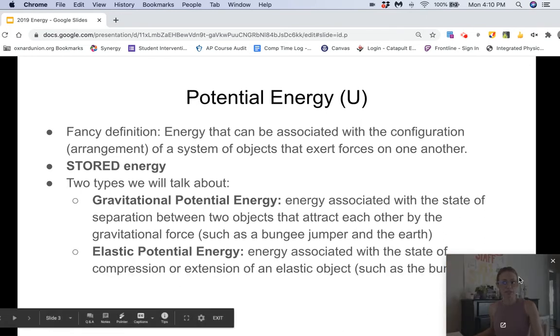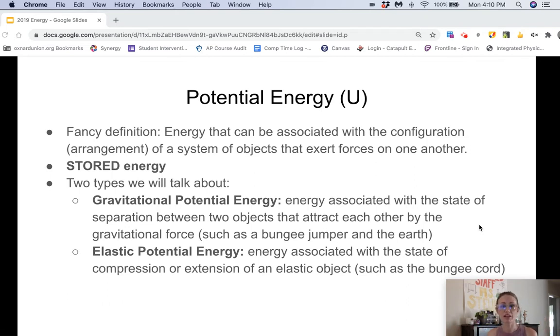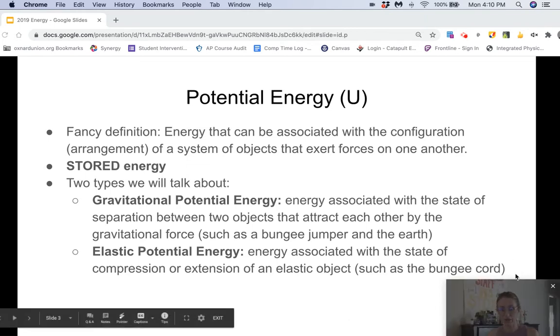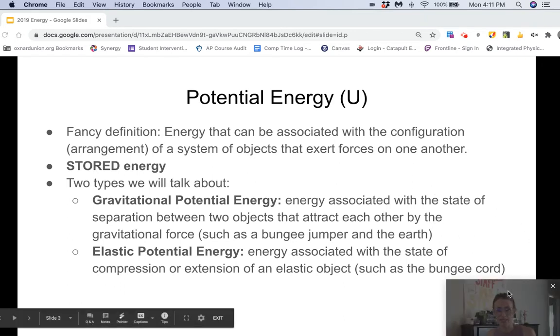Elastic potential energy, on the other hand, is energy associated with the state of compression or extension of an elastic object, like a bungee cord or a spring. Again, we're talking about a configuration of that spring or bungee cord, and because of that configuration, that object might have elastic potential energy.